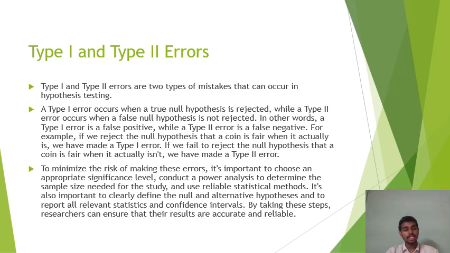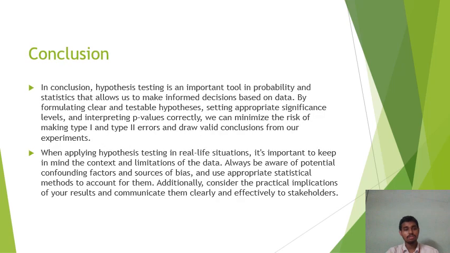To minimize the risk of making these errors, it is important to choose an appropriate significance level, conduct a power analysis to determine the sample size needed for the study, and use reliable statistical methods. It's also important to clearly define the null and alternative hypotheses and to report all relevant statistics and confidence intervals. By taking these steps, researchers can ensure that their results are accurate and reliable.